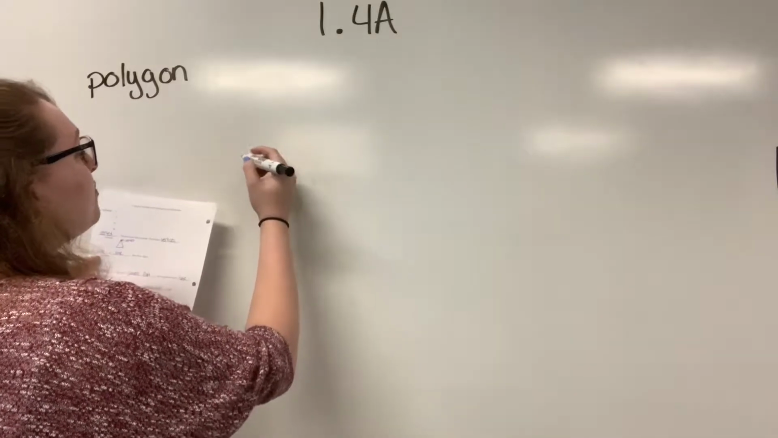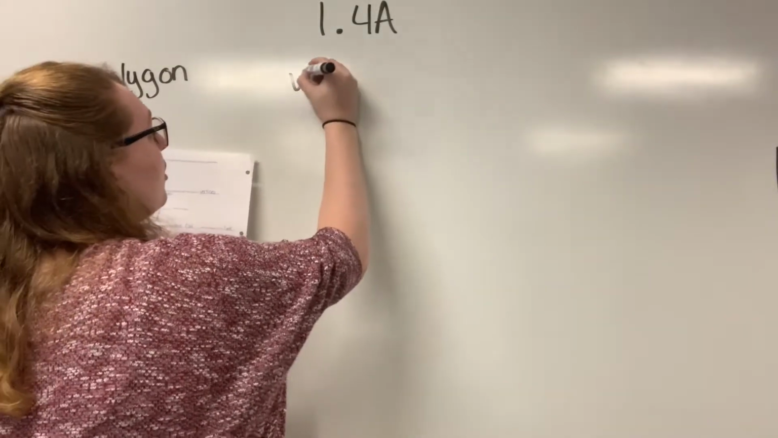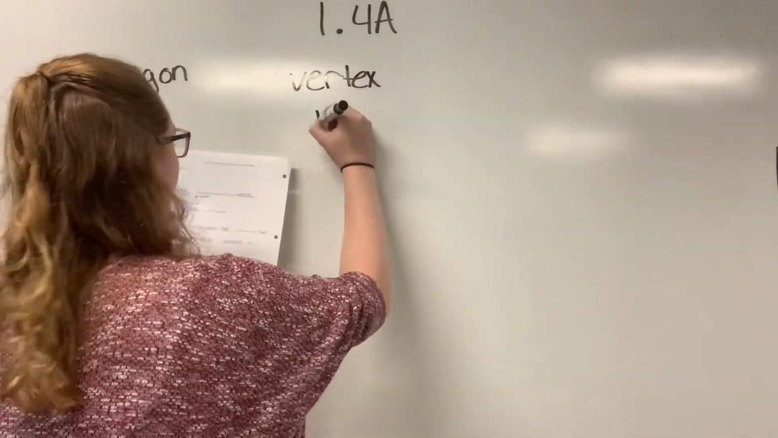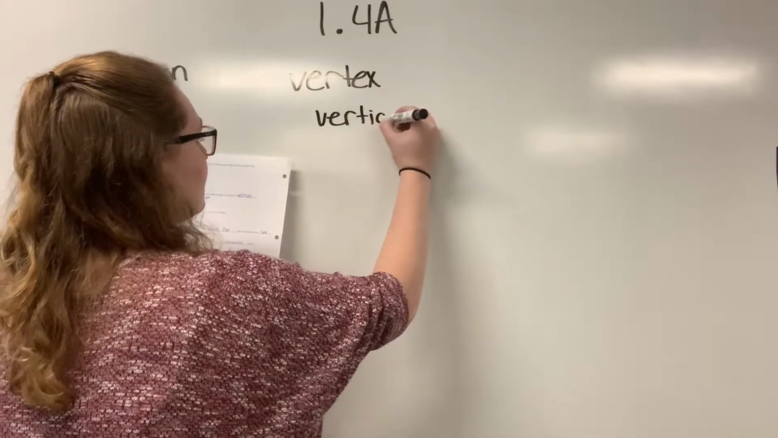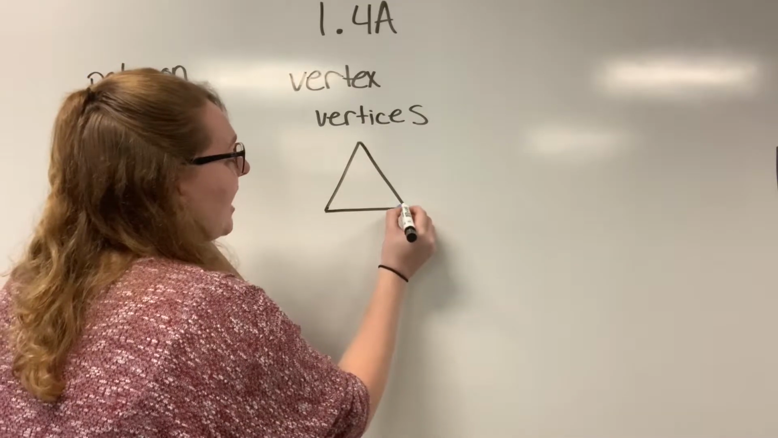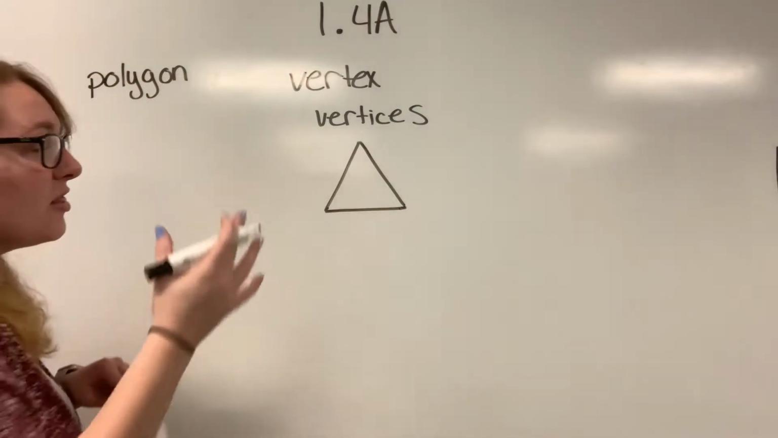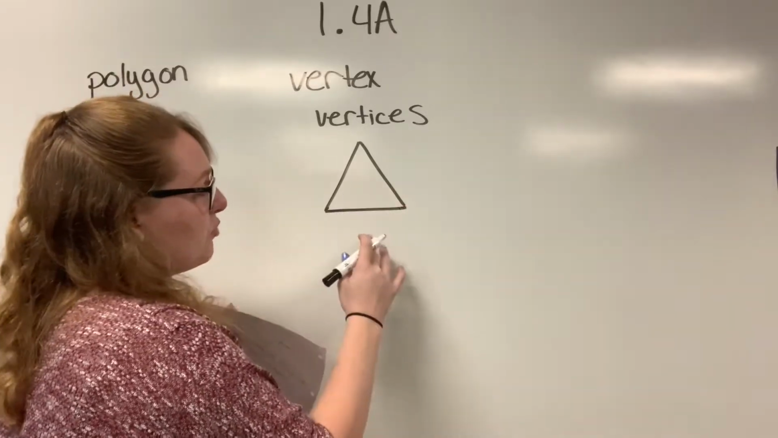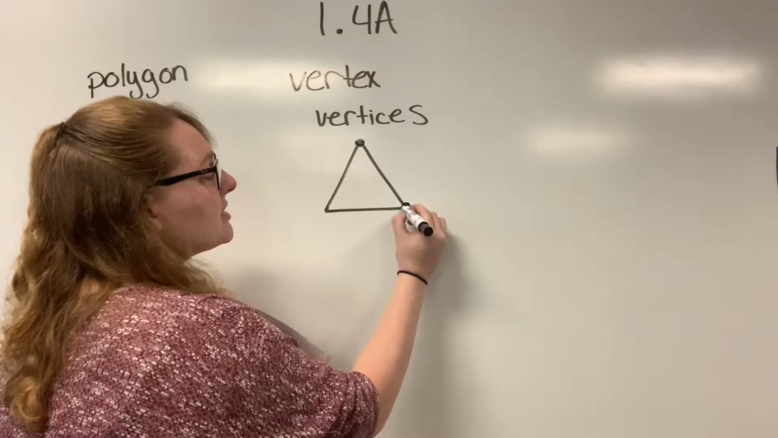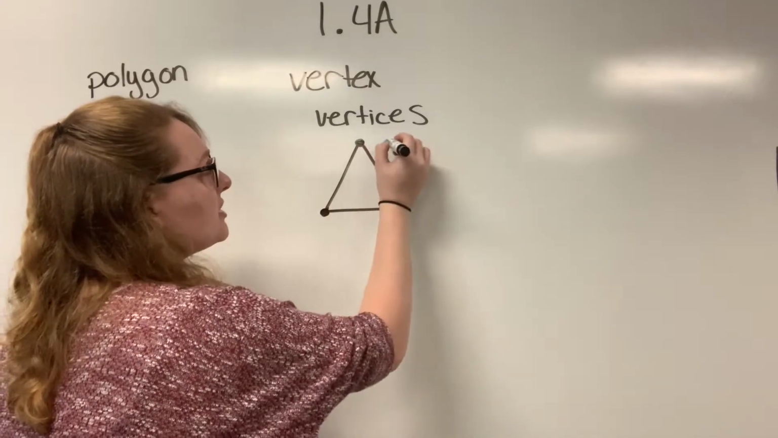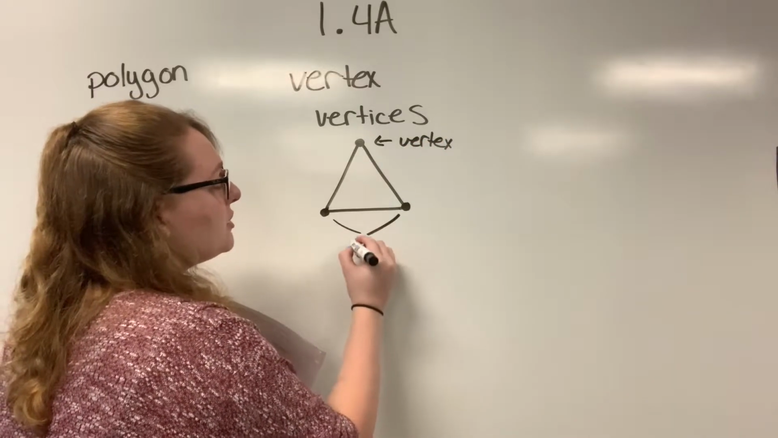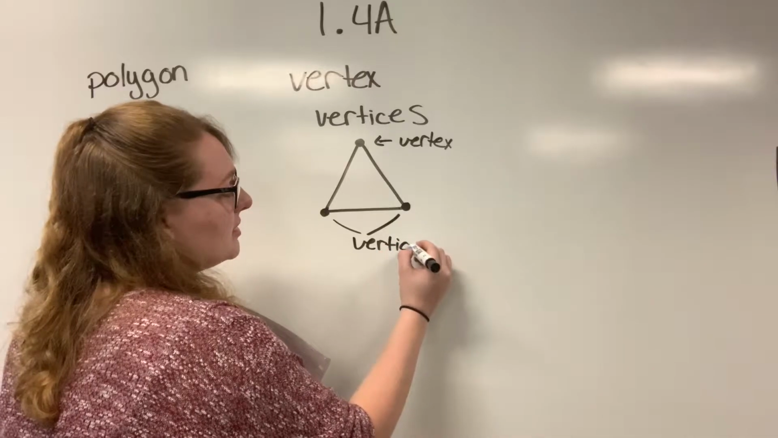Okay, so the first part that a polygon has is called the vertex. Or if you have more than one, they are called vertices. Okay, so let's say that I have a 3-sided flat closed polygon. The vertex or the vertices, since we have more than one, are the points at which the lines touch. So this would be one vertex, and more than one, these would be the vertices.